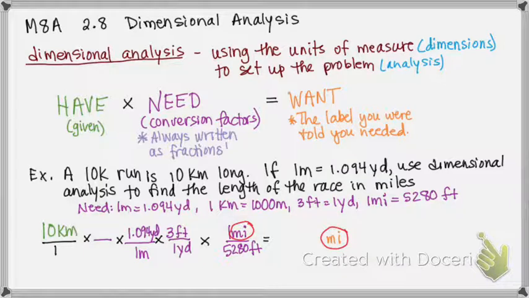So we're going to put the meters on top, 1,000 meters over 1 kilometer. So look what happens. We've got kilometers cancel with kilometers, meters cancel with meters, yards cancel with yards, feet cancel with feet, and the only thing left is the miles.